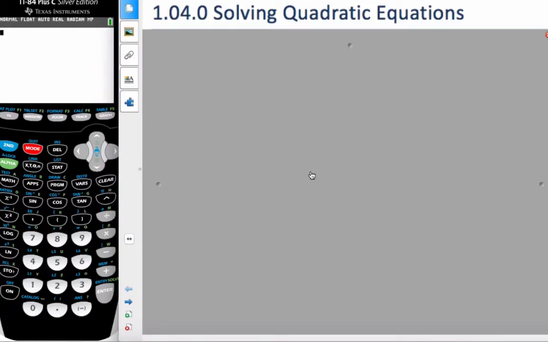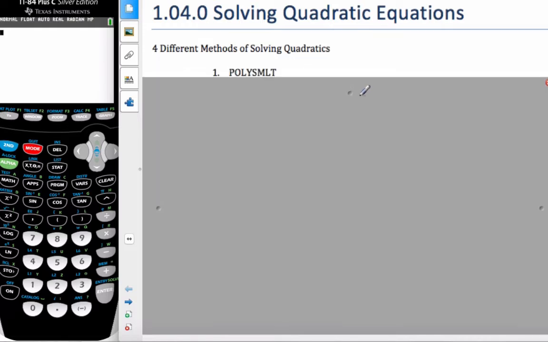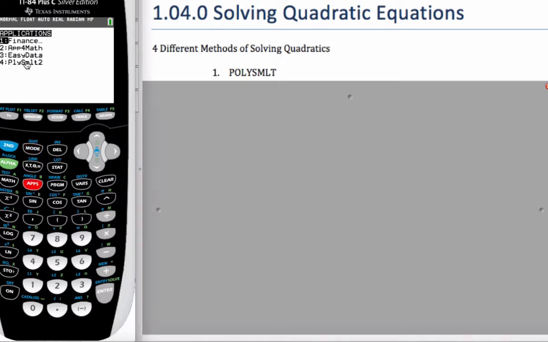Good morning, everyone. So today we're going to talk about solving quadratic equations. And we worked on this last year, but here we're going to do a quick review. And there are 4 different methods to solve quadratics. One of them is using a calculator called polysimultaneous, and that's under apps. Polysimultaneous 2 is what most of us have.